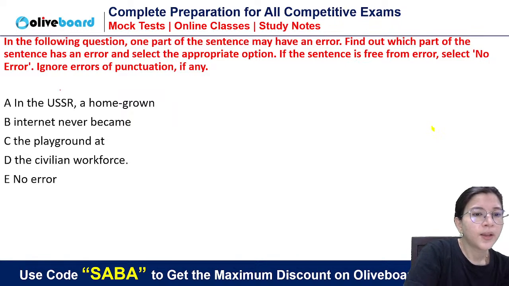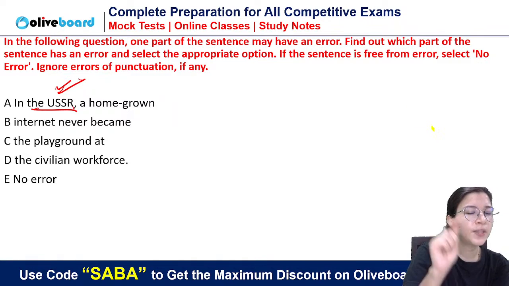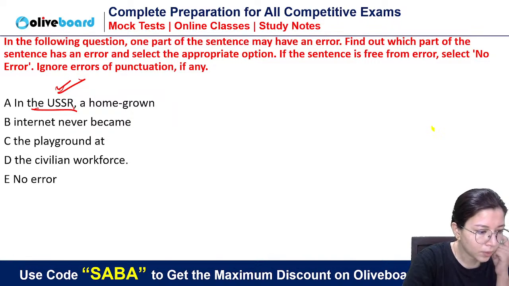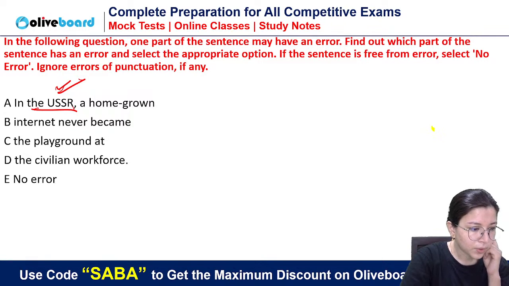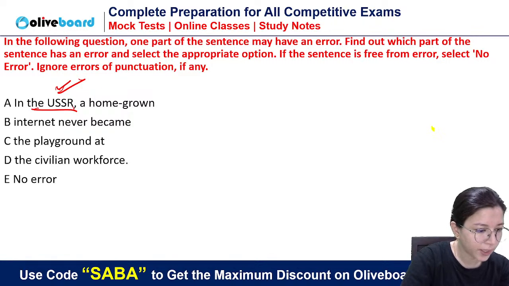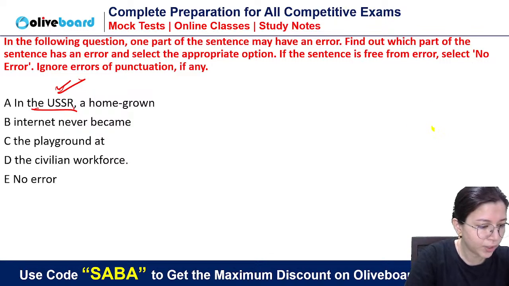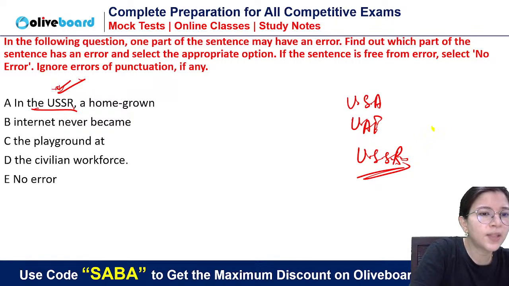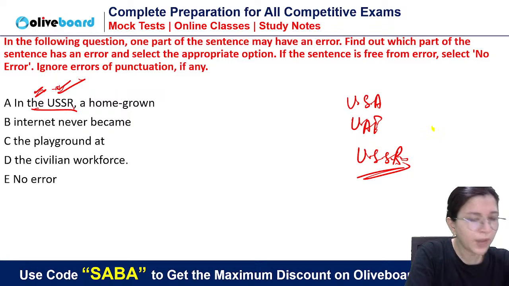Now listen. In the USSR, whenever a country name starts with USA, like United, okay? Congratulations, Rakesh. Now let's see, guys. जब भी कोई country name USA like United से start होता है, UAE, USSR, so we use the. Okay. So it means the is mandatory. So A part is correct.